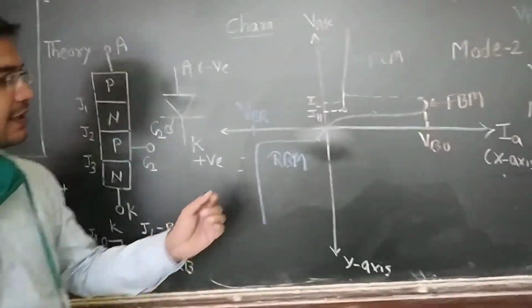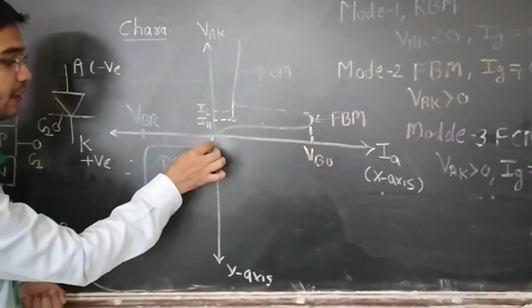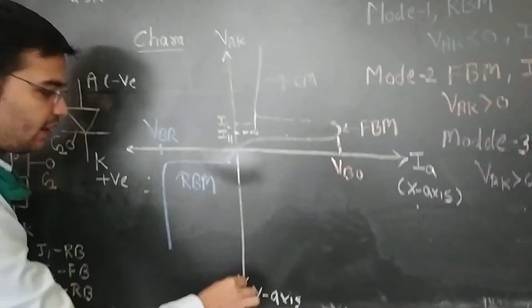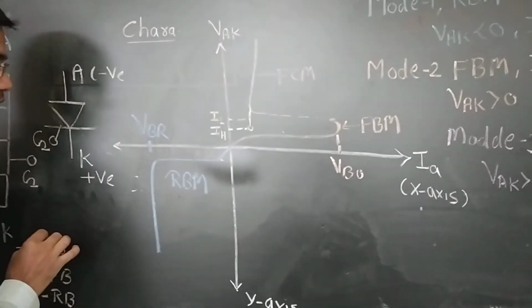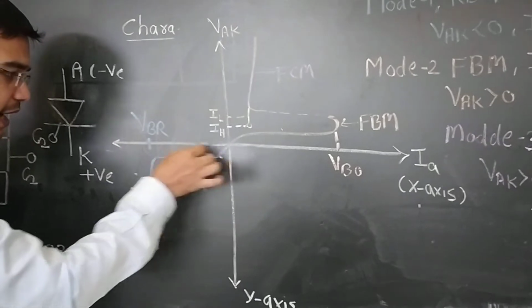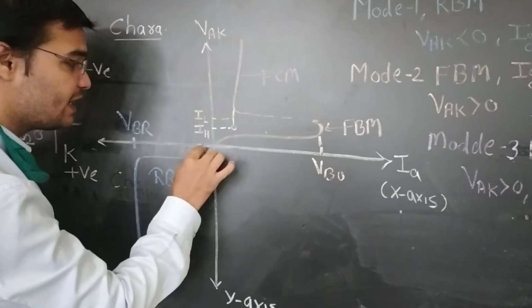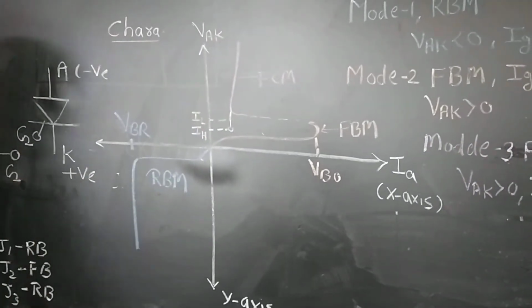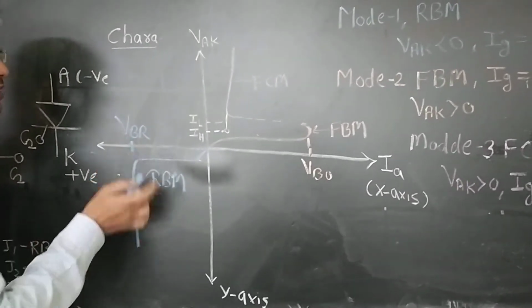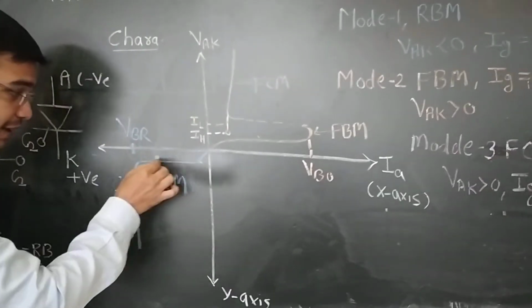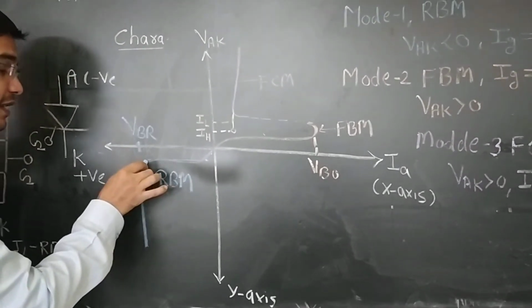If you observe these characteristics, this is our voltage axis and this one is the current axis. We are providing negative voltage: the anode is negative and the cathode is positive. The voltage will appear along this line. This line represents the reverse voltage, the anode to cathode reverse voltage, and we can say the reverse breakover voltage. But a small amount of current will flow. That current is called the leakage current.